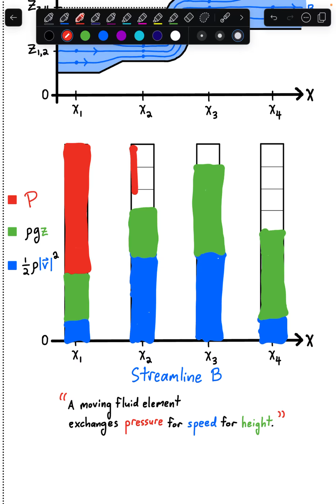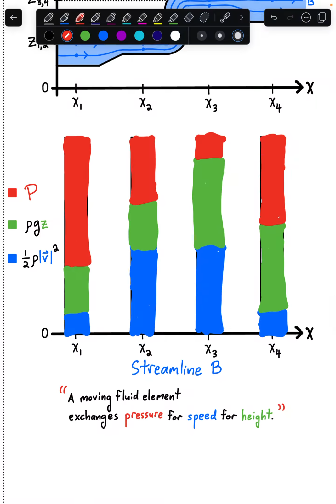So we dropped in pressure from 6 units to 3 as the fluid sped up. We dropped in pressure again from 3 units down to 1 as the fluid gained elevation, and then we increased in pressure as the fluid slowed down from the narrow pipe to the wide pipe. Bernoulli's equation says that a moving fluid element exchanges pressure for speed for height.